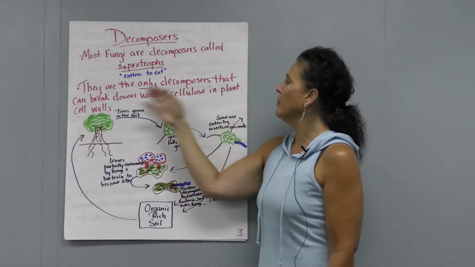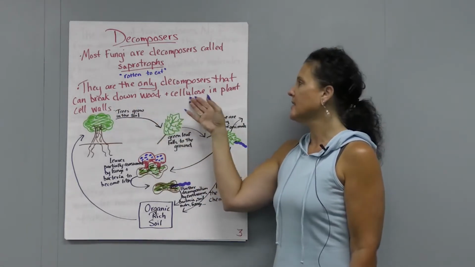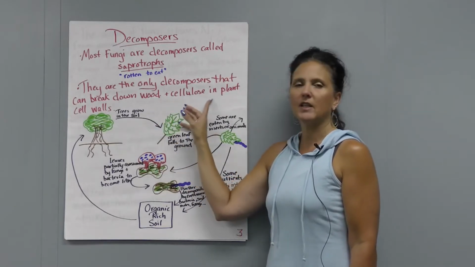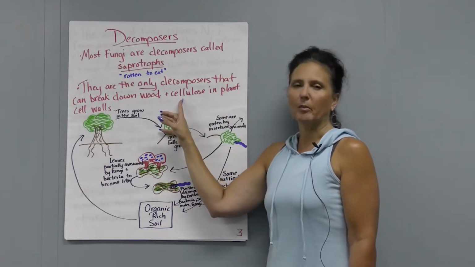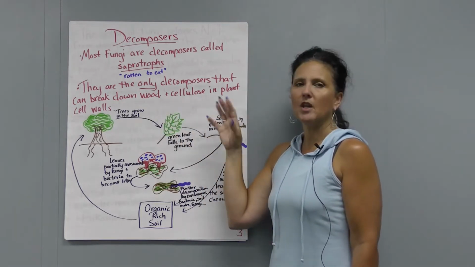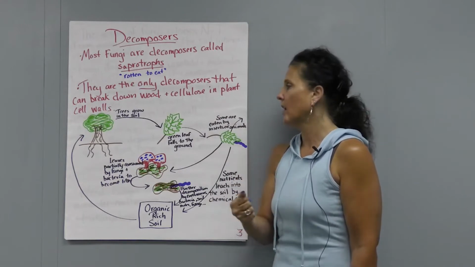They are the only decomposers that can break down wood and cellulose in plant cell walls. Cellulose is made up of glucose all hooked together, and we looked at glucose as a byproduct of photosynthesis, and this makes up plant cell walls, which gives them their rigidity, right, and their structure.